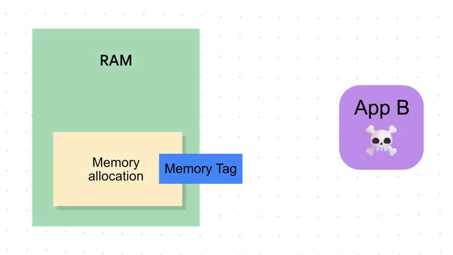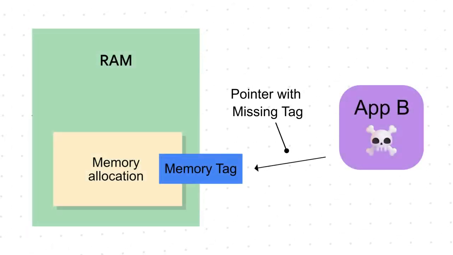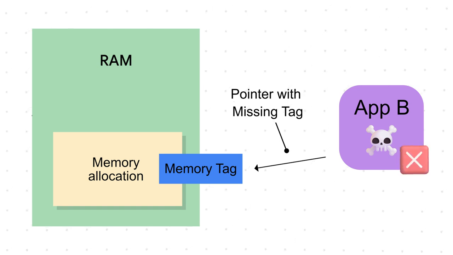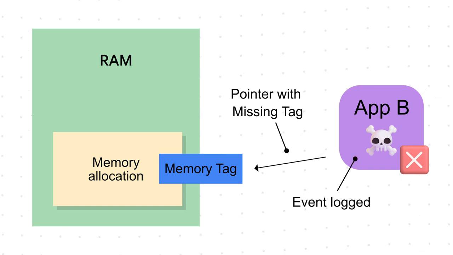If the request doesn't contain the secret, for example, because it came from an app other than the one that made the allocation in the first place, then the app that's making the request is crashed and the event is logged by the operating system.